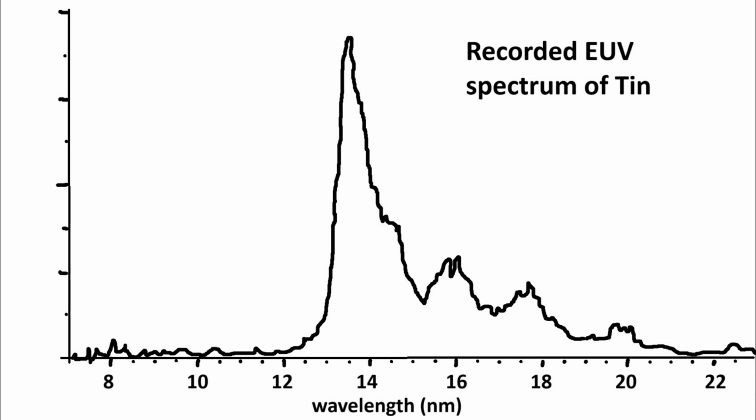While lithium, tin, and xenon all meet these requirements, tin was ultimately chosen because it has the highest conversion efficiency and is the most practical to work with. The debris created from tin is much easier to control than other options, and it is easiest to shoot molten beads of it consistently at 50,000 times a second.